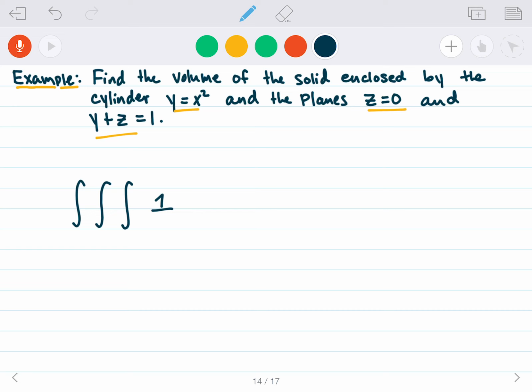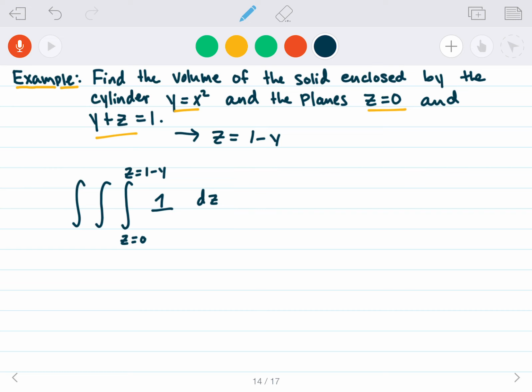So based on what we have, we can see that z is bounded below by 0, right? So z is equal to 0 is our lower bound. And if we go ahead and solve this thing in terms of z, we get that z is equal to 1 minus y. So that is going to be our upper bound there. All right, so we'll do with respect to z first. Okay, so now we can do it with respect to y.